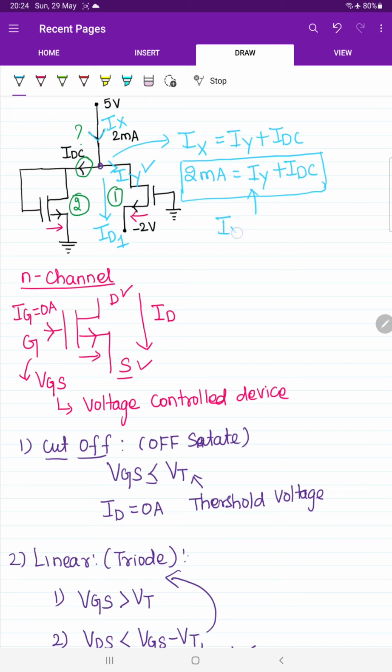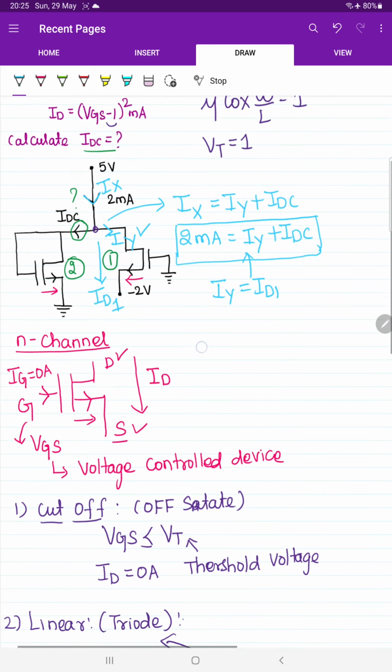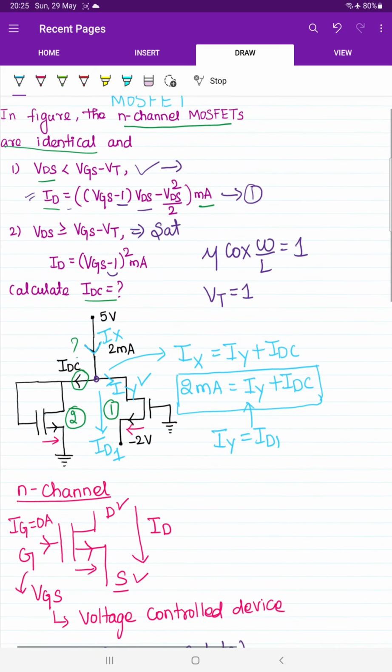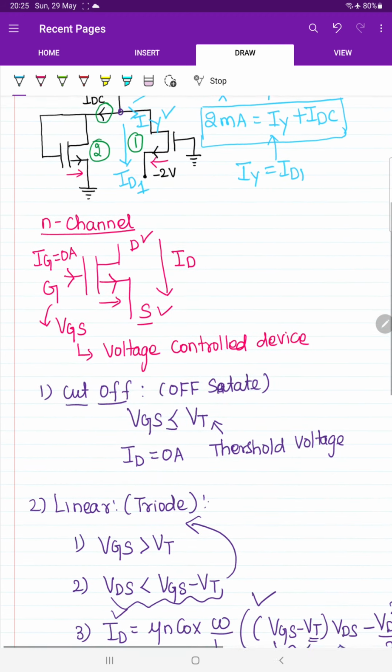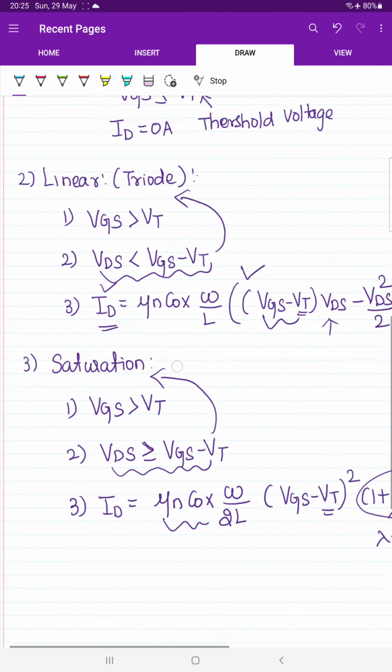So I am calling it as IY equal to, that is known as drain to source current of the first transistor. Okay sir, how can I figure out the value of drain to source current of the transistor 1? In order to know that, you have to know the region of operation because they have given two expressions for drain to source current. If you are in linear region, then you have to go with the first expression. Suppose if your transistor is being operated in the saturation region, then you have to go up with the second equation. So in order to know that, once again we have to check all these conditions.